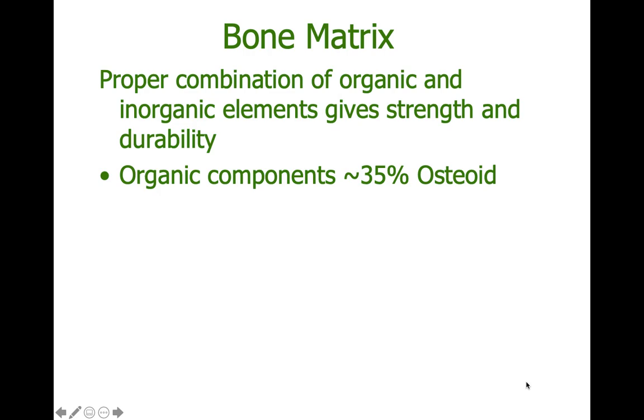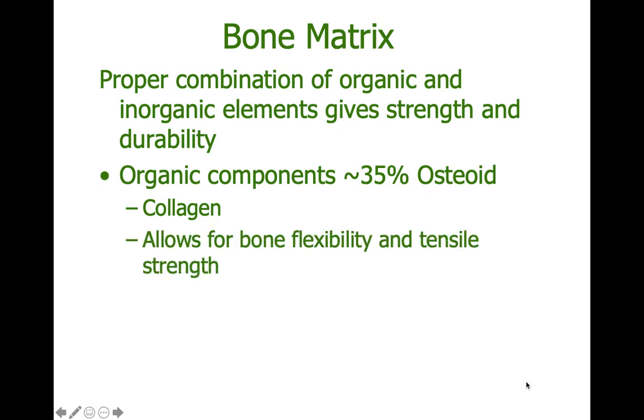So first we'll talk about the organic component. Approximately 35% of the bone matrix is organic. We refer to it as the osteoid. One of the main components of that osteoid is collagen. Collagen is present to allow for bone flexibility and something called tensile strength.